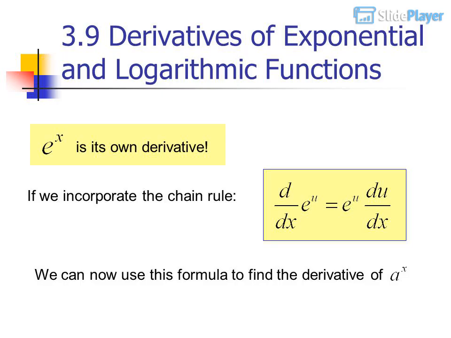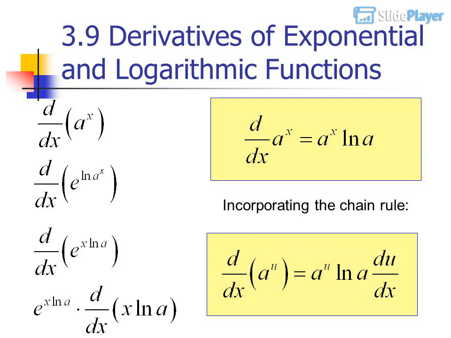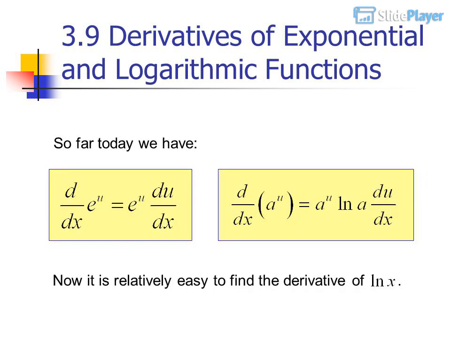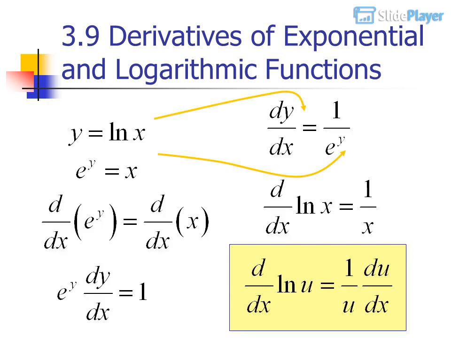e^x is its own derivative. If we incorporate the chain rule, we can now use this formula to find the derivative of e^u. So far today we have these formulas. Now it is relatively easy to find the derivative of a^x.